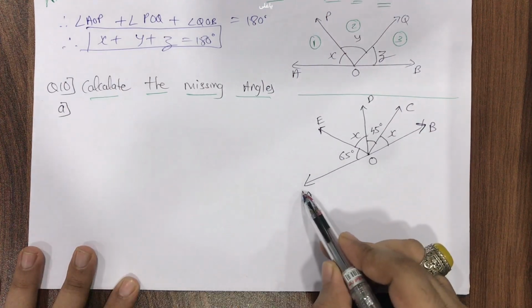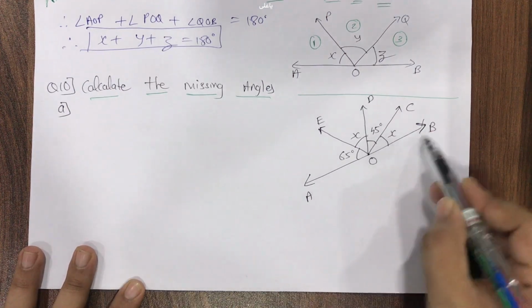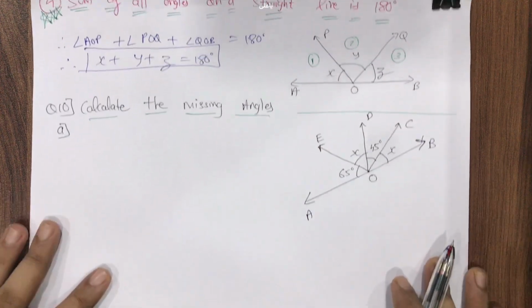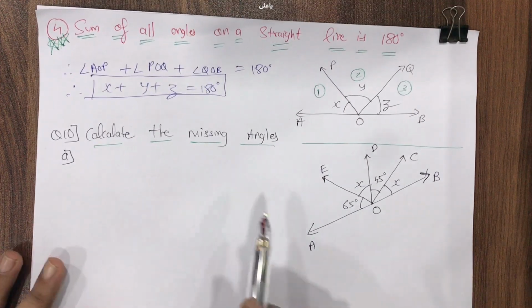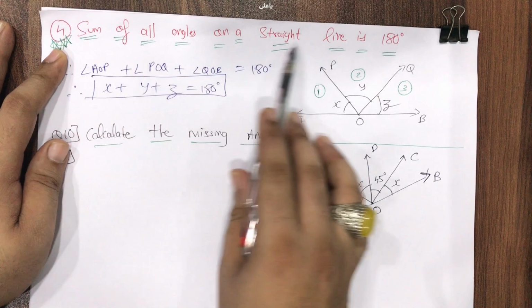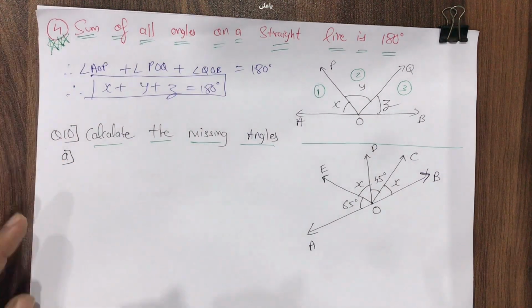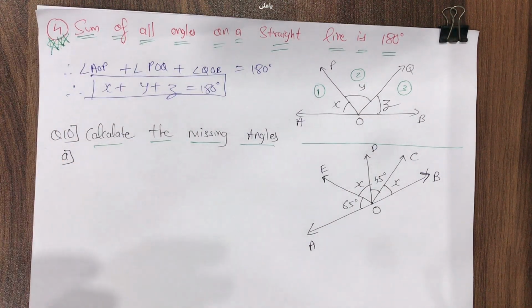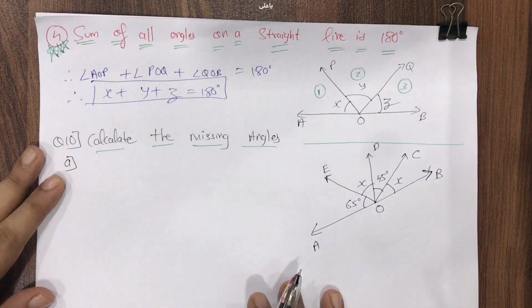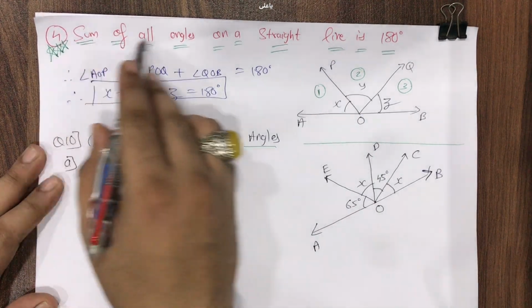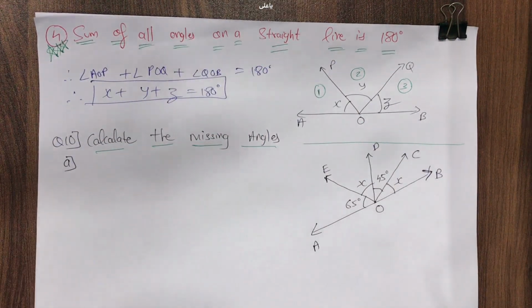Now we can clearly see, students, over here that AB is a straight line. Now see here, just now I taught you one concept: sum of all the angles on a straight line is 180 degree. So I'll use that in the solution part. Okay, let's do it, students. See, I'm copying out the same thing. Sum of all the angles on a straight line is 180 degree.